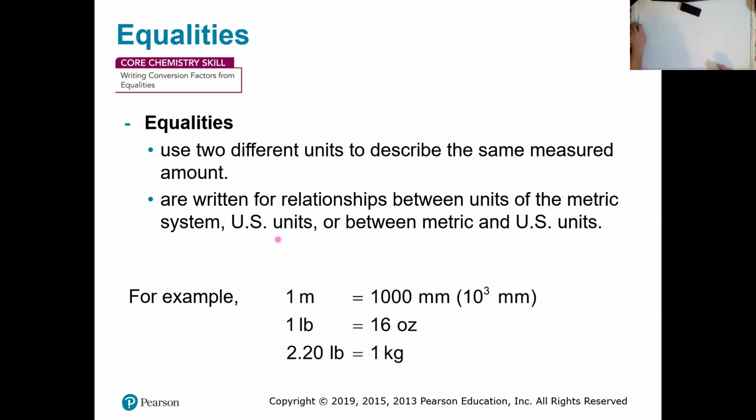Okay, so they're giving us a lot of different examples down here of relationships between two things. So 1 meter is 1,000 millimeters. That's an equality. 1 pound is 16 ounces. I can write that as an equality. 1 kilogram has 2.20 pounds. That's an equality. And from these equalities, we can build our conversion factors.